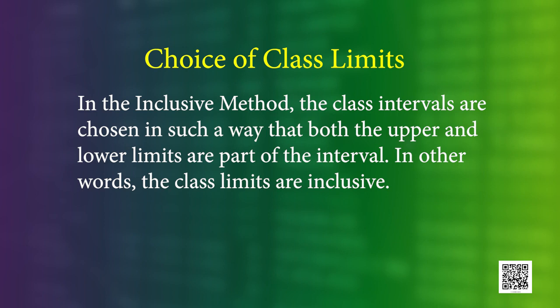In the inclusive method, we choose the class intervals such that both the upper and the lower limits are part of the interval. In other words, the class limits are inclusive. For example, suppose we choose the class intervals as 1 to 5, 6 to 10, 11 to 15, 16 to 20, etc. And we find that there is a household whose size is 5. This household will be included in the first class 1 to 5 as both limits are inclusive. Similarly, a household with size 6 will be included in the second class 6 to 10 and so on.